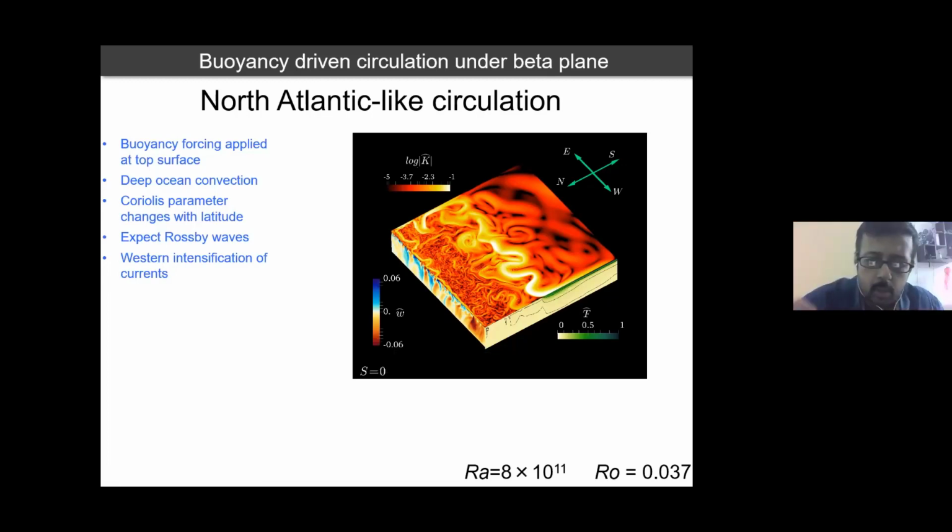So along the depth, it looks vertical. Is it because of Taylor-Proudman? Yes, they form this. This is actually convection, and then convection forms these chimneys. We call them convective chimneys.